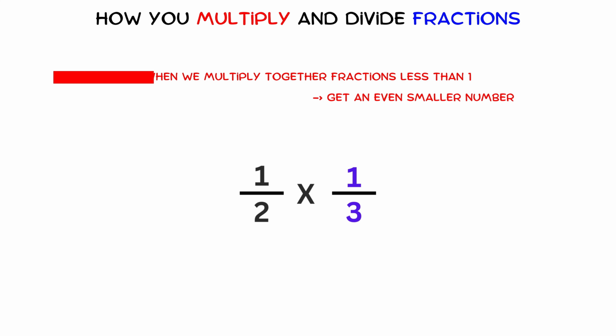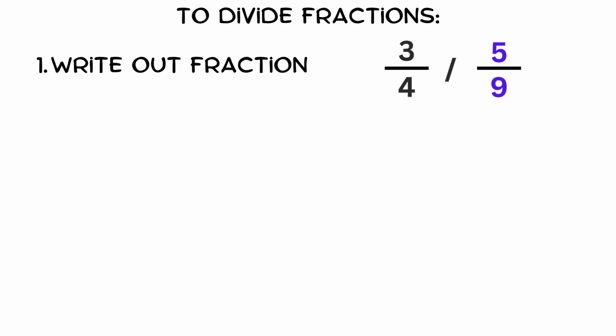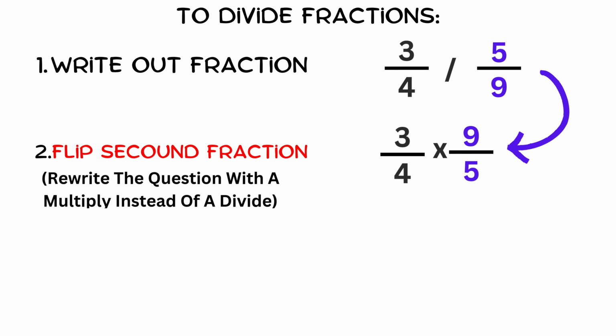In order to divide fractions, we actually use a trick. First of all, you want to write out the fraction. For example, 3/4 divided by 5/9. Then, you flip the second fraction upside down, so change the 5 over 9 to 9 over 5, and then we can rewrite the question with a multiply instead of a divide, which means that we'll have 3/4 times 9/5. So, all we've done is flip the second fraction upside down and change the divide to a multiply.